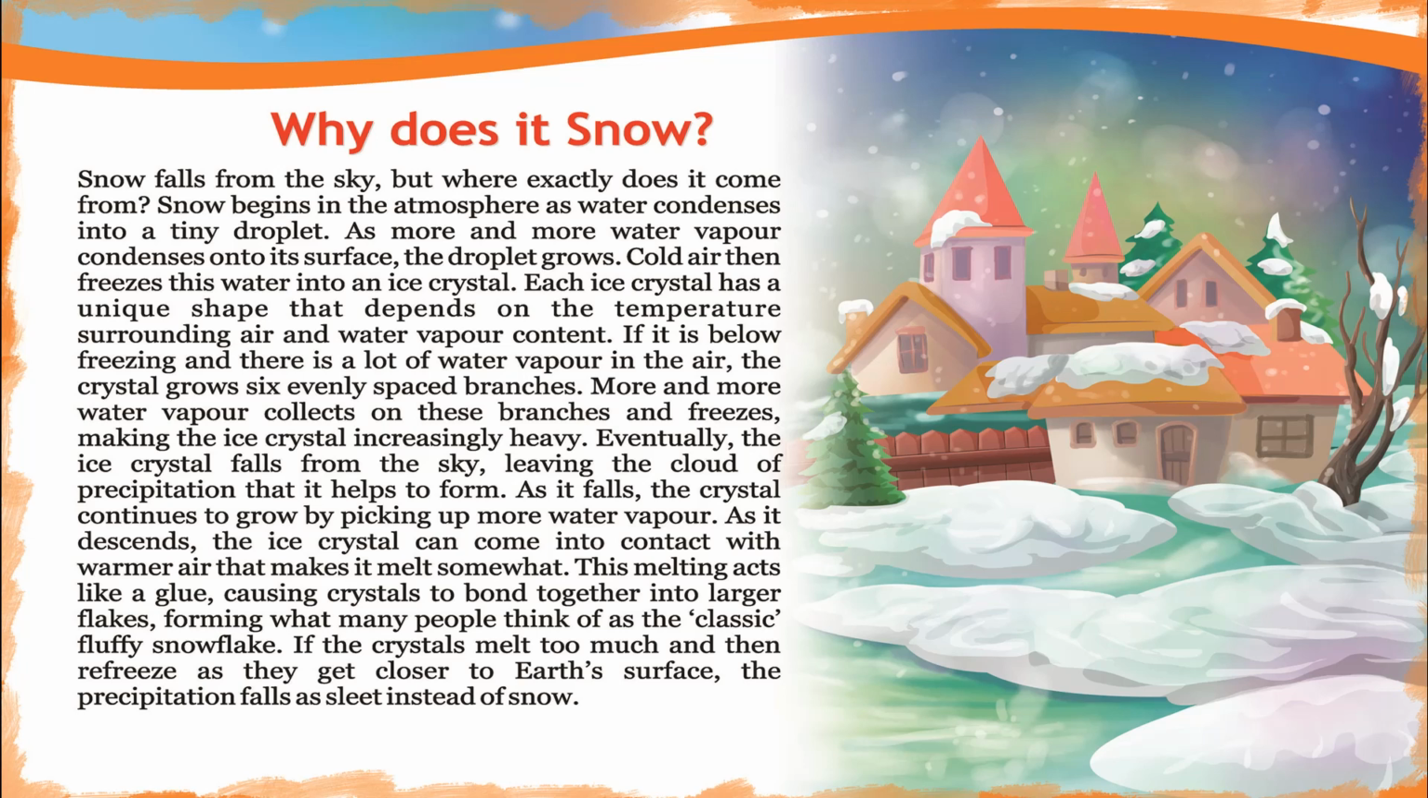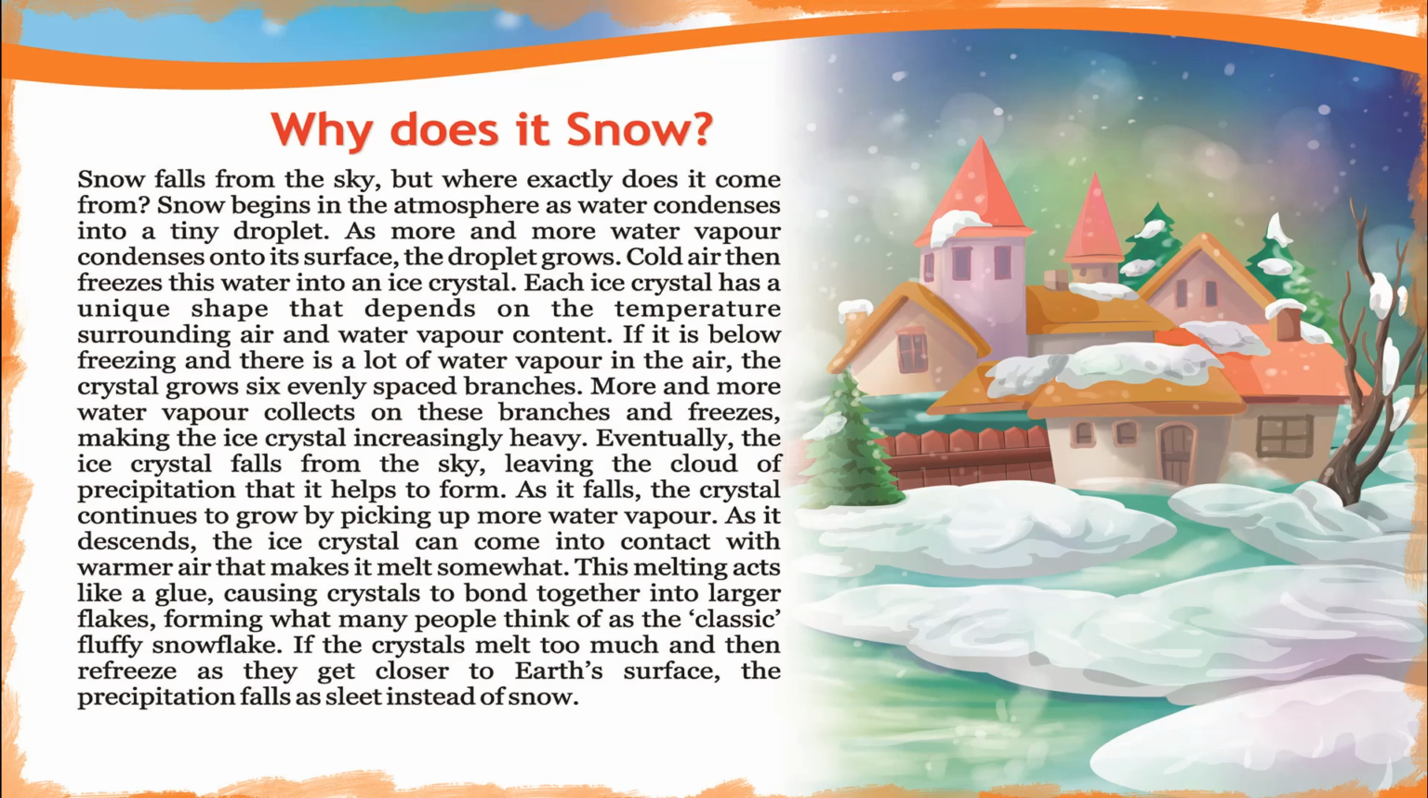If it is below freezing and there is a lot of water vapor in the air, the crystal grows 6 evenly spaced branches. More and more water vapor collects on these branches and freezes, making the ice crystal increasingly heavy. Eventually, the ice crystal falls from the sky, leaving the cloud of precipitation that it helps to form. As it falls, the crystal continues to grow by picking up more water vapor. As it descends, the ice crystal can come into contact with warmer air that makes it melt somewhat.